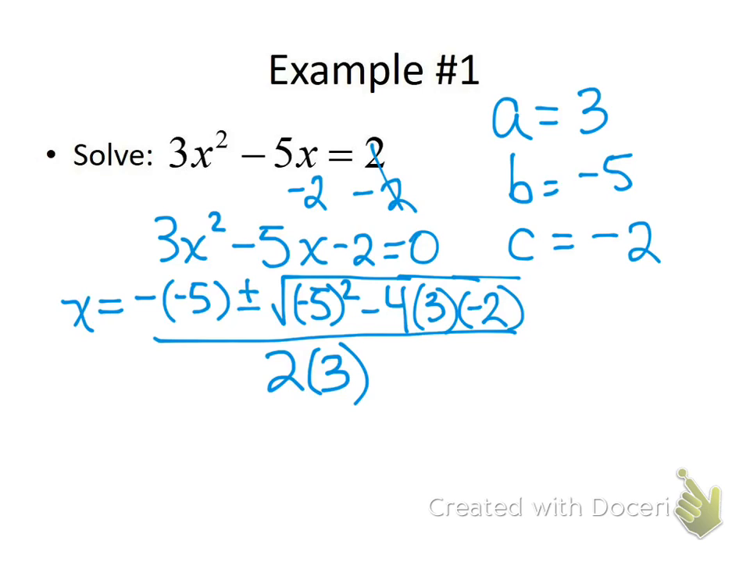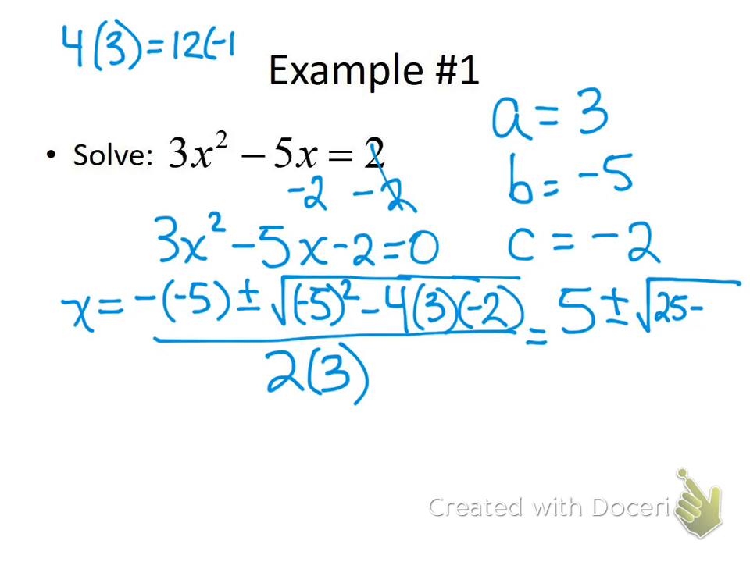Now we start simplifying it. Some people already said the opposite of -5 is just 5. Plus or minus the square root of, what is -5 squared? Positive 25 minus 4 times 3 times -2. Let's be careful. We have 4 times 3, which is 12, and then times -2, that's -24.